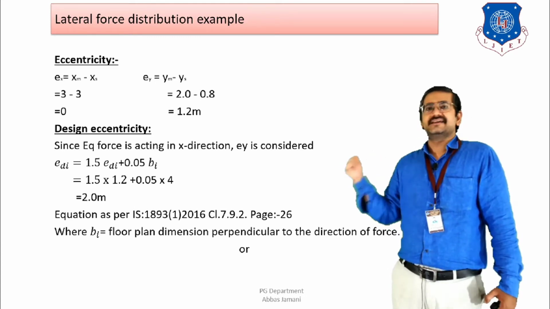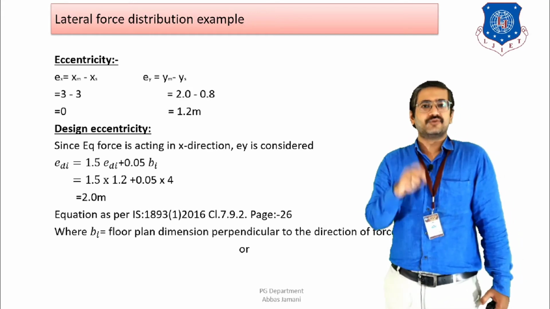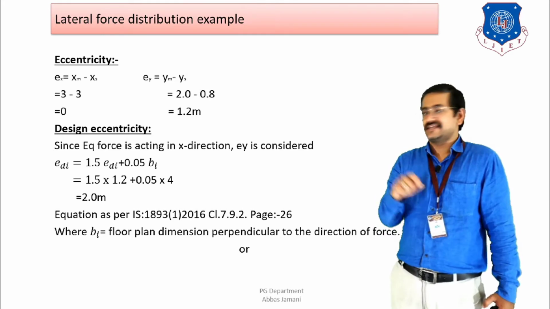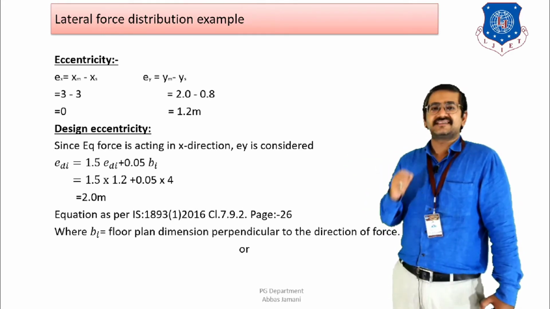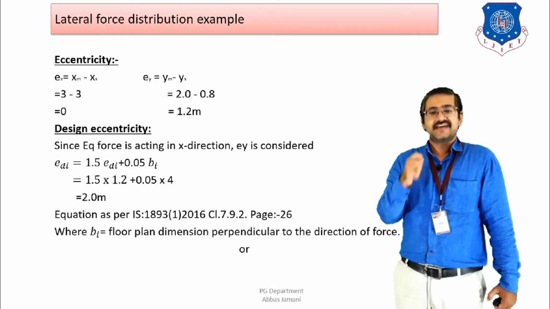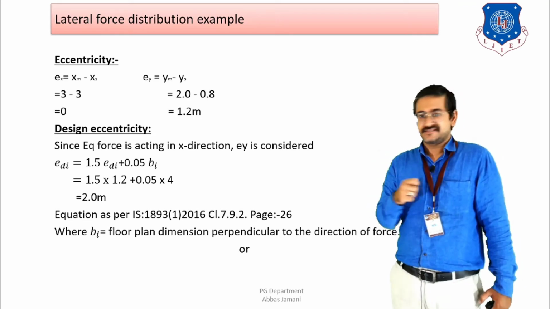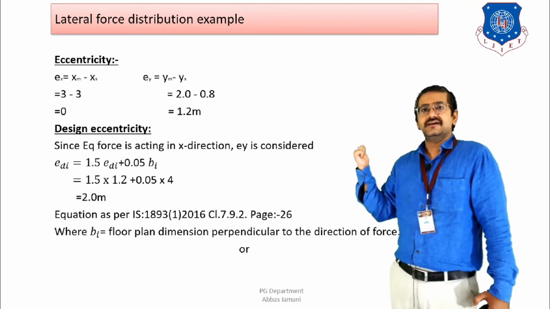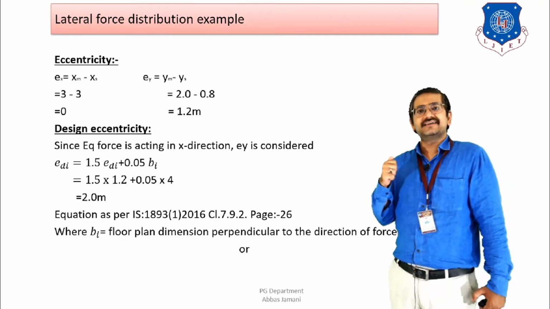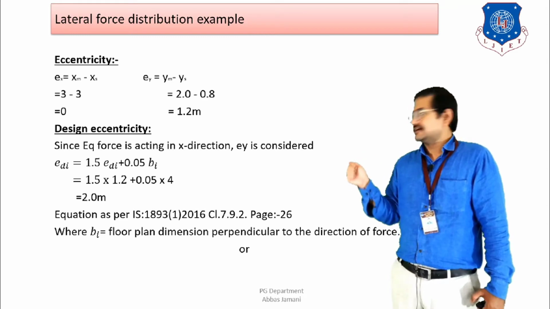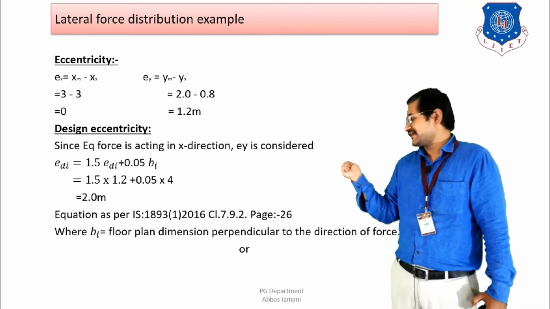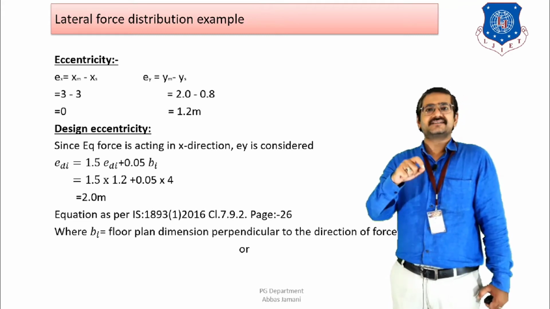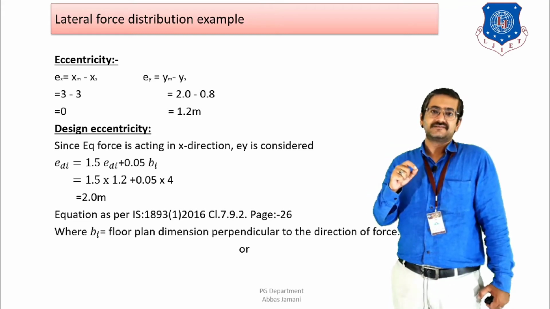So if I calculate the eccentricity, then again I have to calculate the eccentricity in both the directions, that is Ex and Ey. So the eccentricity in x direction, Ex is equal to xm minus xs, that is the x coordinate of mass minus the x coordinate of stiffness, that is 3 minus 3, which is going to be 0. And similarly, the eccentricity in y direction, Ey is equal to ym minus ys, that is 3 minus 1.2 minus 0.8, which is equal to 1.2. So eccentricity in x direction is 0, eccentricity in y direction is 1.2.